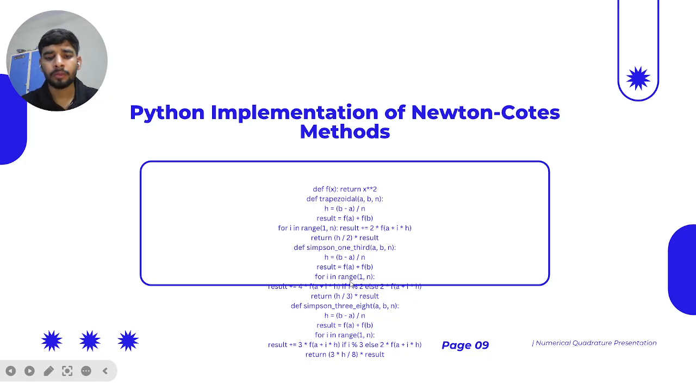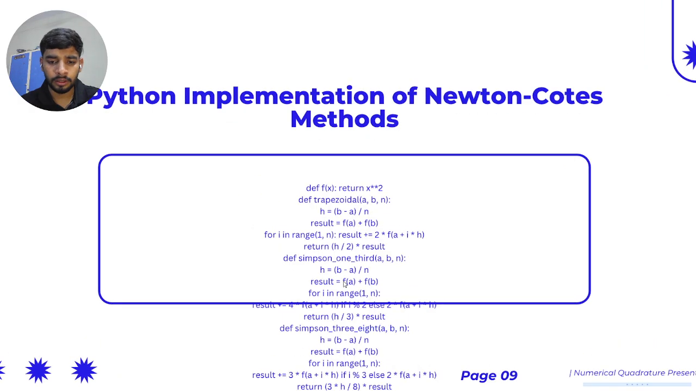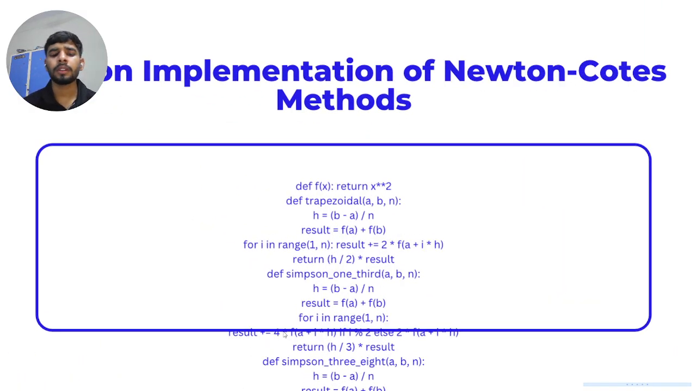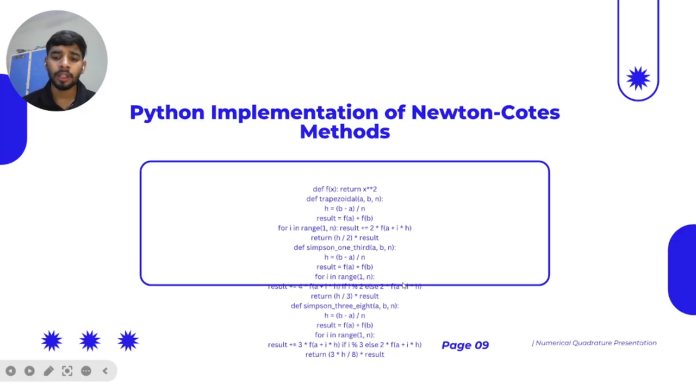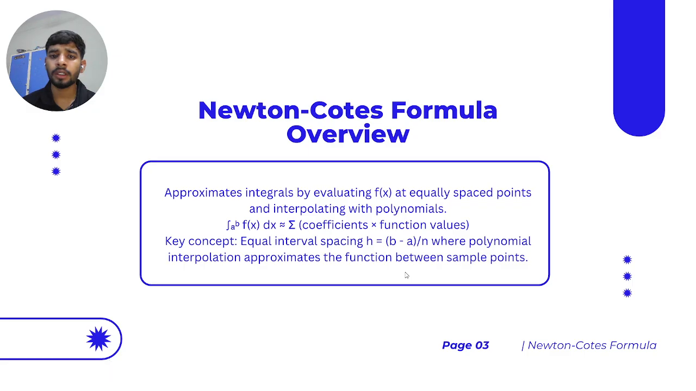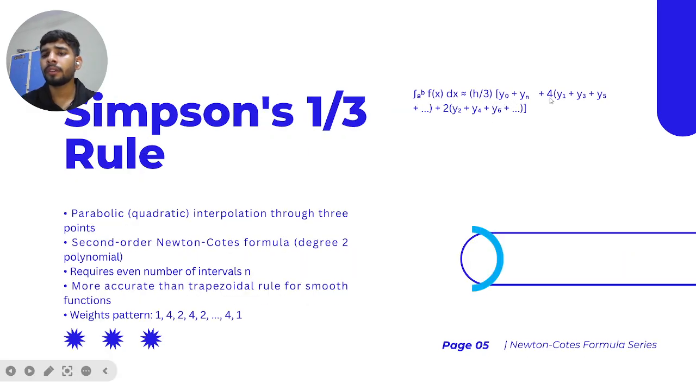Okay. So now it's defined for Simpson's one third. We will also take the same arguments, calculate the difference, and add the first and last, store in the result, and start the for loop. In the for loop, result plus equals 4 into f(a plus i into h) if i is not divisible by 2, else 2 into f(a plus i h). According to the condition, we will also see Simpson's 1 by 3 rule. Here we have to multiply 4 to the odd and 2 to the even.